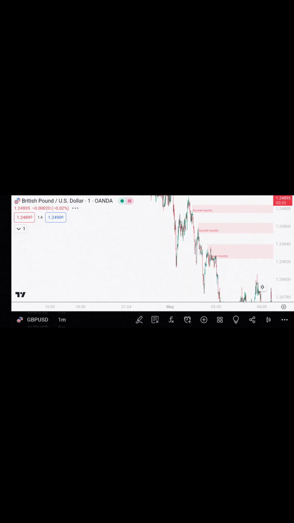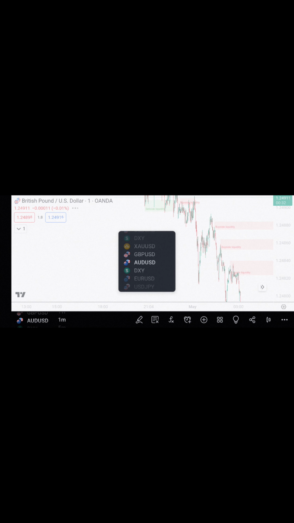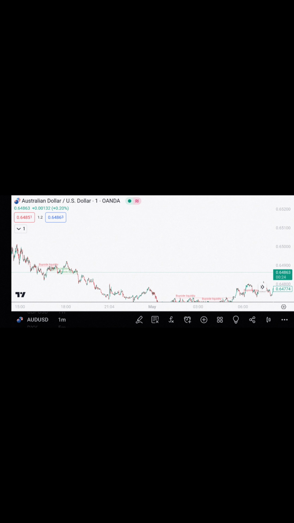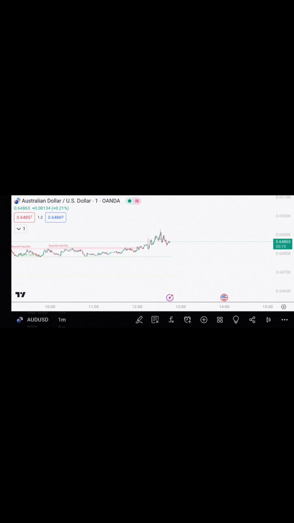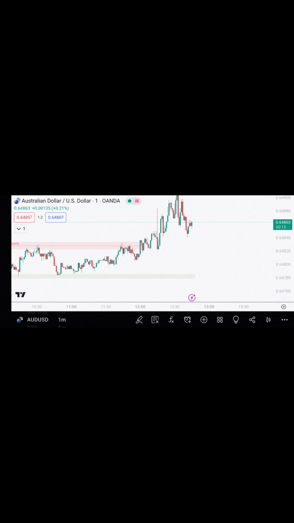Okay, any market condition. Okay, let's go into GBP. Let's say XAUSD, AUDUSD, just anyone. So this is AUDUSD. So let me just reset my chart now. Then let's go into what the market is currently doing right now. So as you can see, a minute.